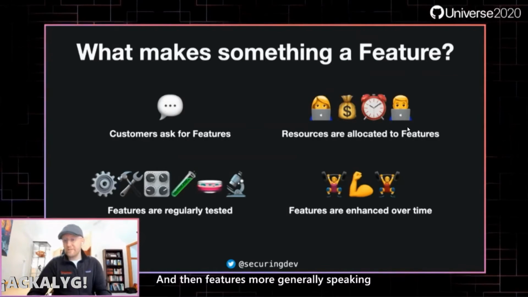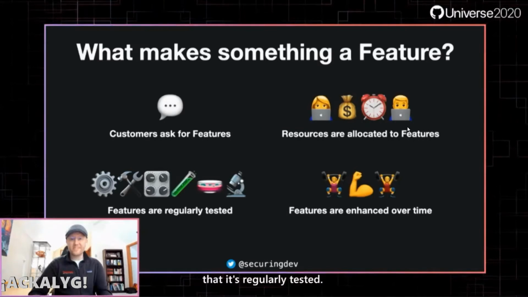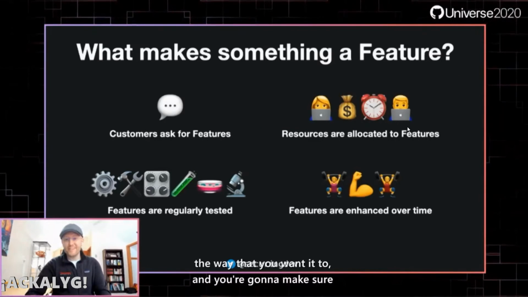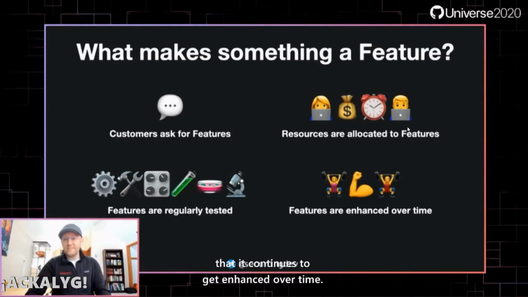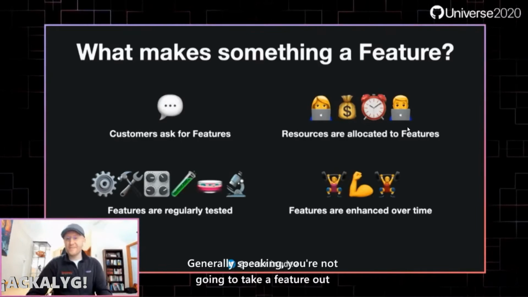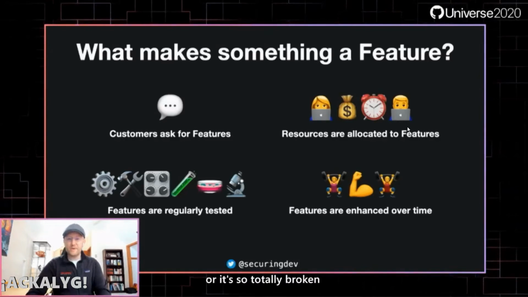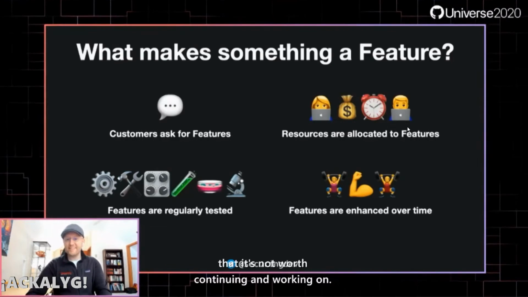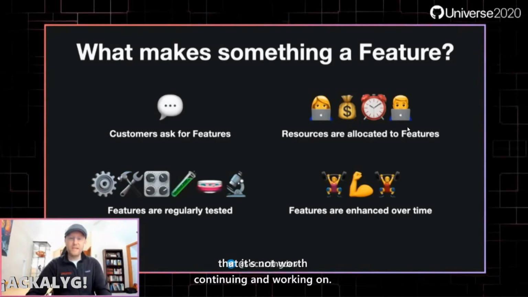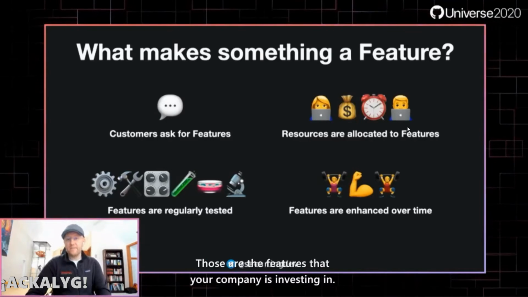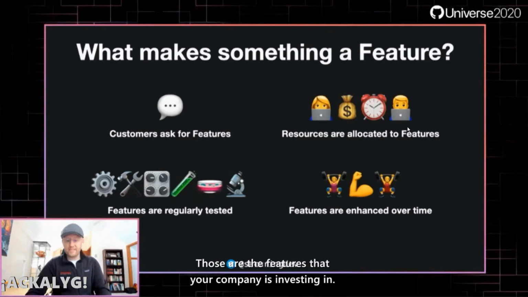And then features, well, generally speaking, if you build it, you're going to make sure that it's regularly tested. You're going to make sure that it works the way that you want it to, and you're going to make sure that it continues to get enhanced over time. Generally speaking, you're not going to take a feature out unless, of course, it's just really not used or it's so totally broken that it's not worth continuing and working on. But otherwise, you're going to make that thing better. Those are the features that your company is investing in.